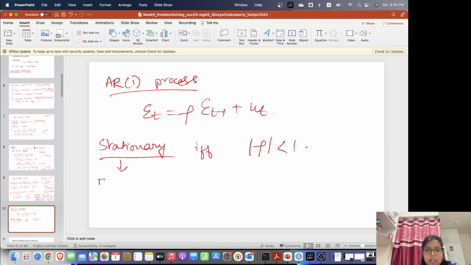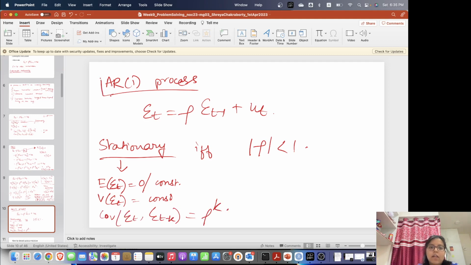And what do we mean by stationarity? Expectation of this will be 0 or some constant. It will not vary over time. Variance of epsilon t will also be some constant, and covariance between epsilon t and epsilon t minus k will be rho to the power k.